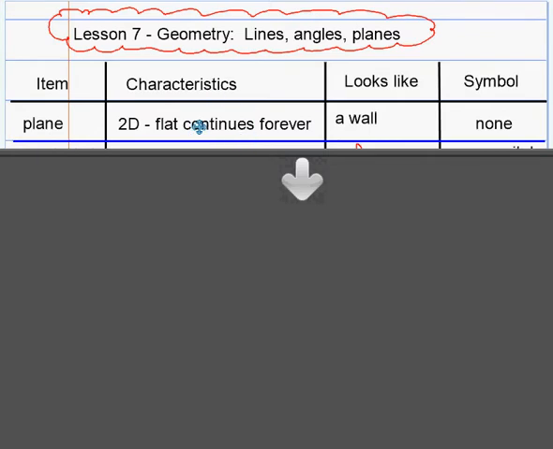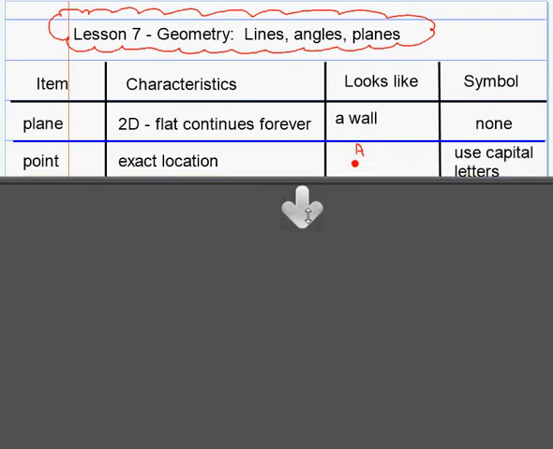And two-dimensional would be, well, it's just flat. So if you look at it, it'd be like a wall or the top of your desk. But pretending that that continues forever in every direction. Okay, so it's like you could cut through the air with that forever. So it looks like a wall and there is no symbol. Okay, I'm going to go to the next one.